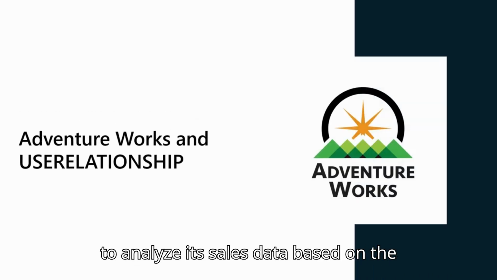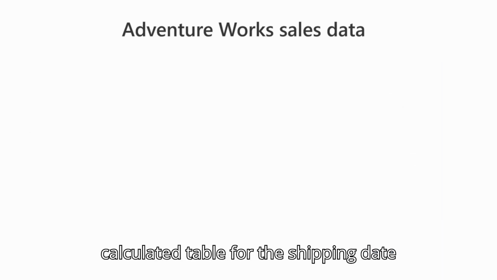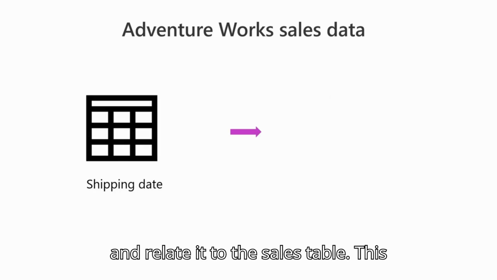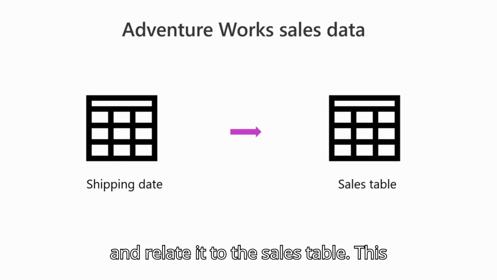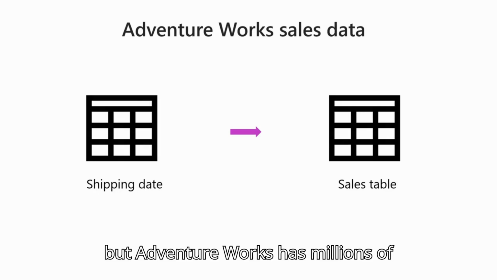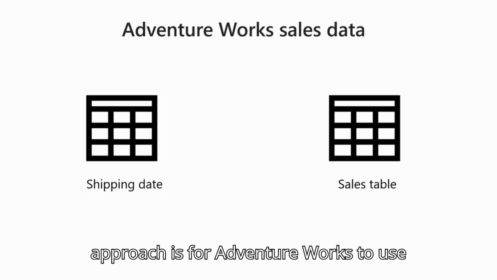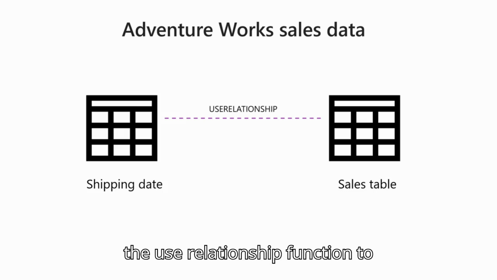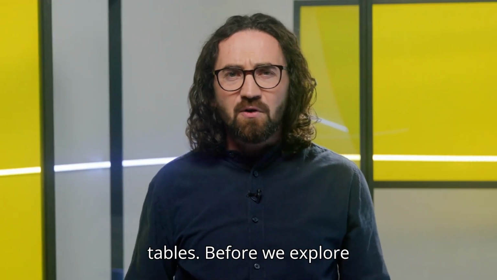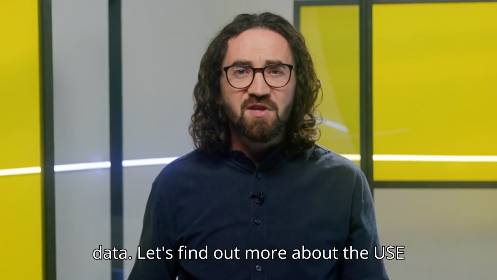AdventureWorks needs to analyze its sales data based on the shipping date. It could create a calculated table for the shipping date and relate it to the sales table. This might work well for a smaller dataset, but AdventureWorks has millions of shipping records. A more effective approach is for AdventureWorks to use the useRelationship function to create a measure that utilizes the inactive relationships between the tables.